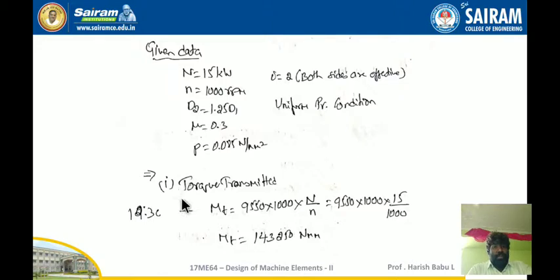The first step will be the torque transmitted. I use equation 19.3c: Mt equals 9550 into 1000 multiplied by N by n. Substituting the values of the power as well as the rpm, I get Mt as 143250 Newton mm.